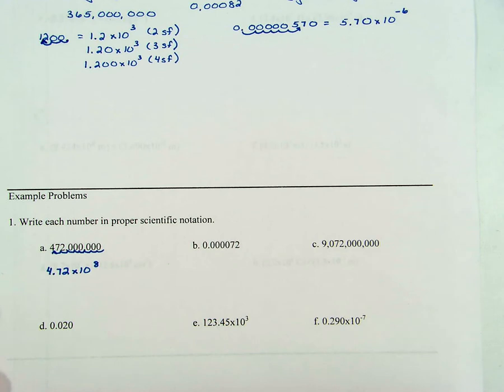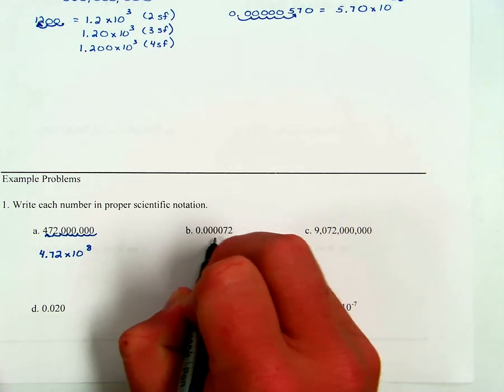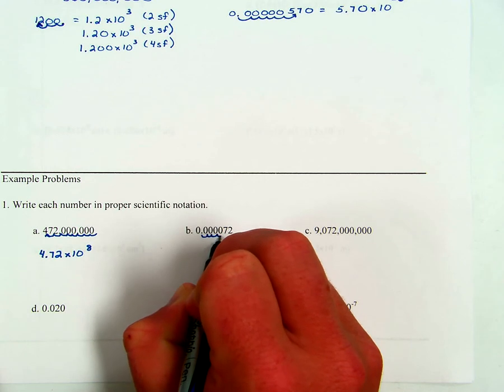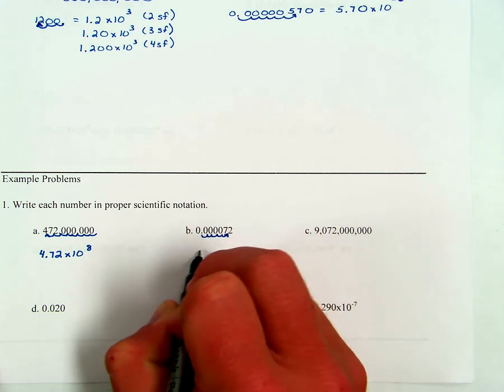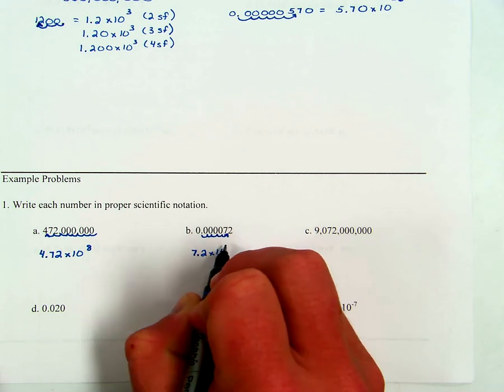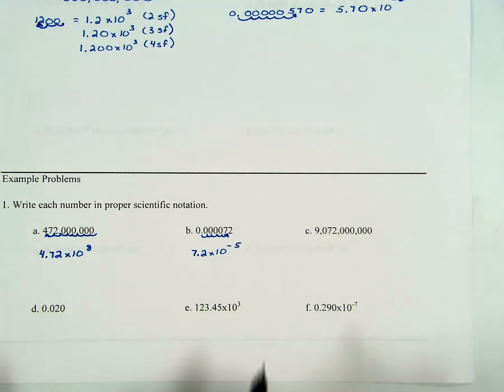Alright, on B, we're going to move it to the right again until there's one non-zero to the left of the decimal. So in between the 7 and the 2. So this would be 7.2 times 10 to the, we moved it 5 spots, to the negative 5th. 7.2 times 10 to the negative 5th.